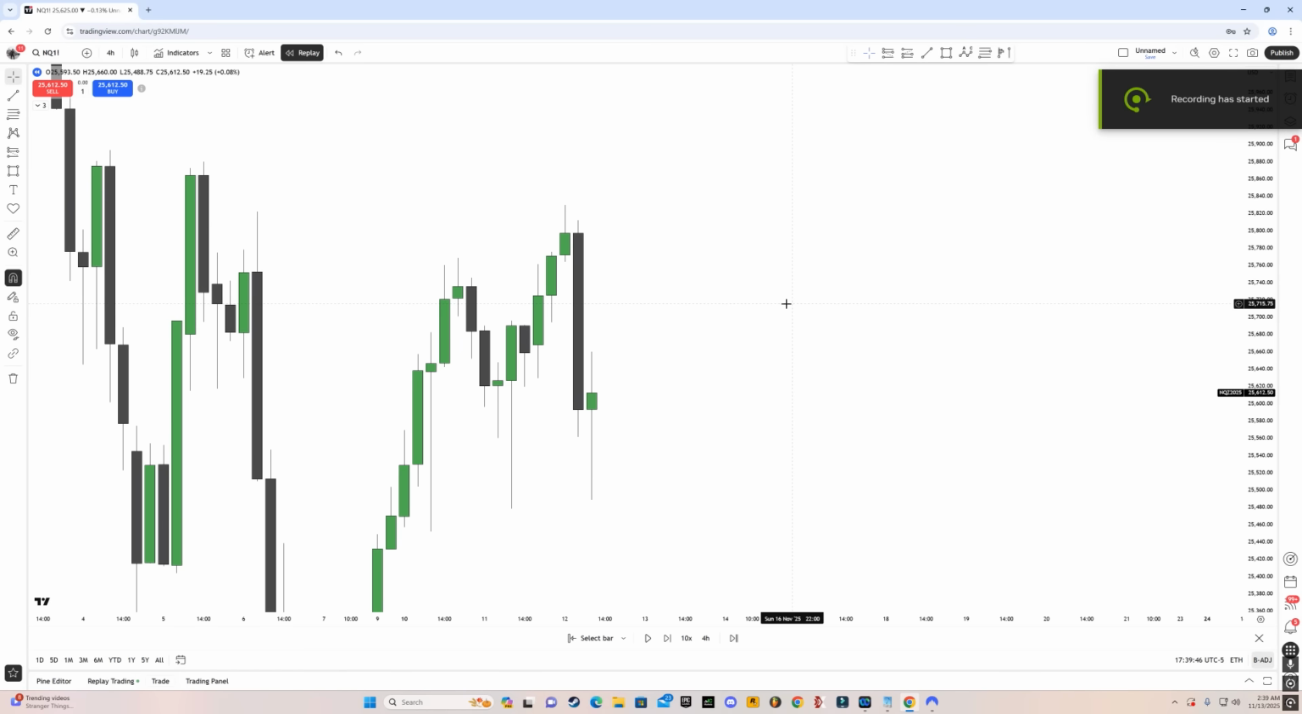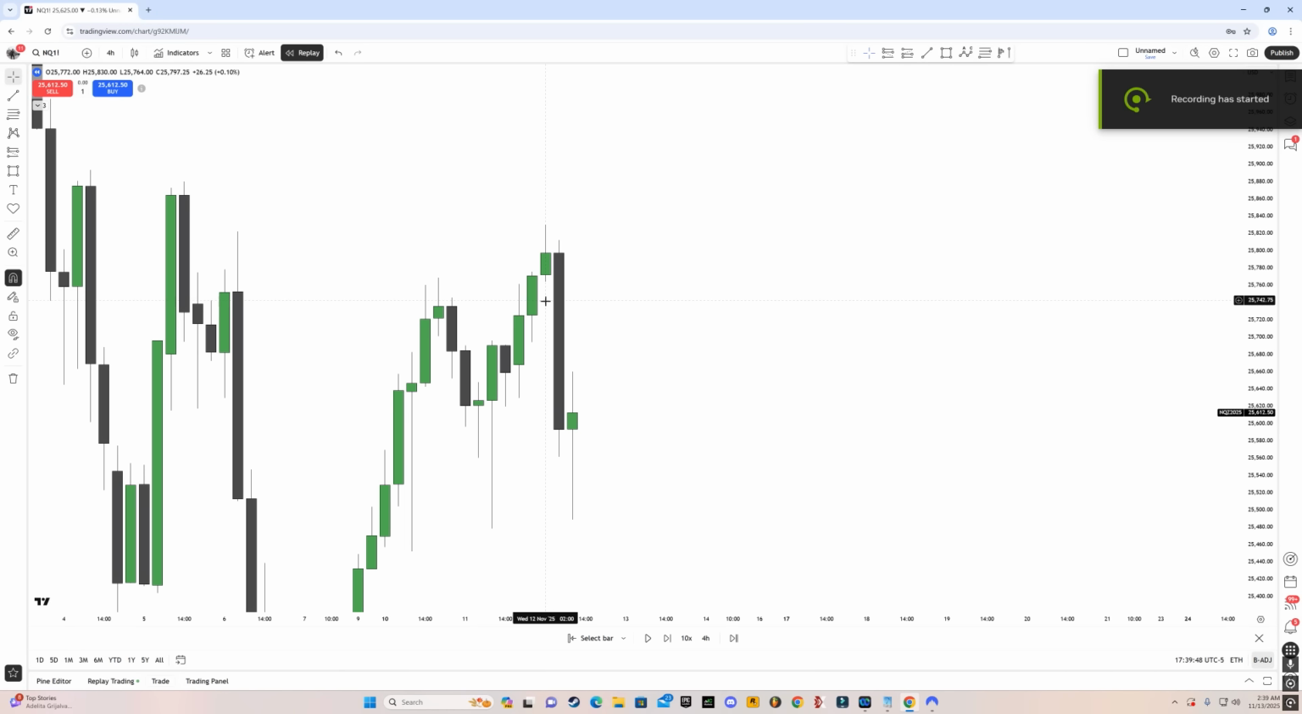All right then, so here is example number 2, looking at NQ on the 4 hours. So we have the 2 a.m. candle and the 6 a.m. candle. So the 6 a.m. candle closed below the 2 a.m. candle's low.